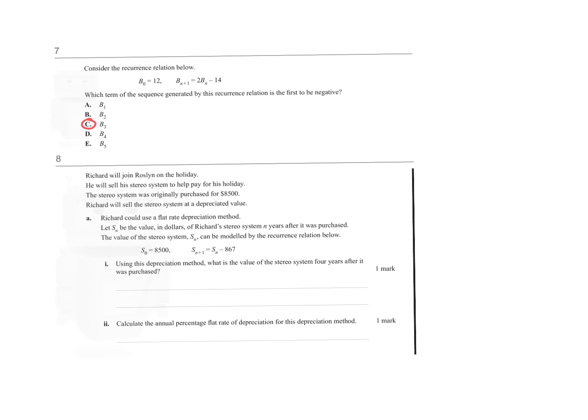Richard will join Rosalind on holiday. He will sell his stereo system to help pay for his holiday. This stereo system was originally purchased for $8,500. There's a V0. Richard will sell his stereo system at a depreciated value. Richard used a flat rate depreciation method and let Sn be the value of his stereo system after n years. The value of the stereo system can be modelled by this recurrence relation.